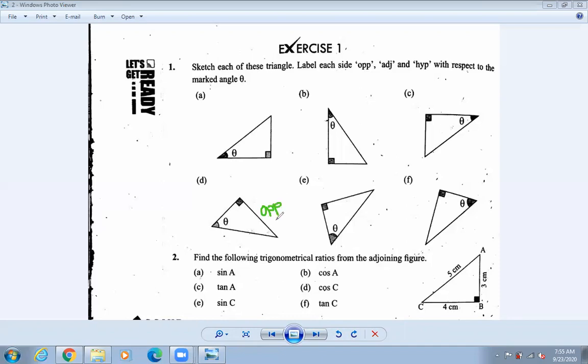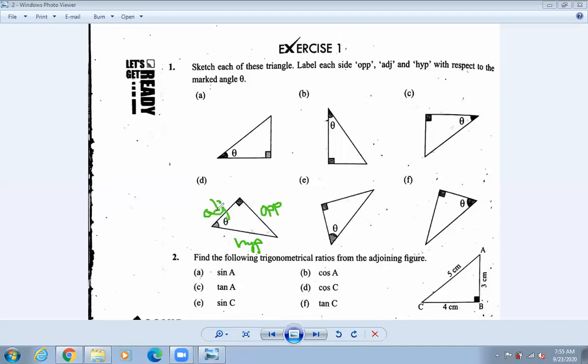Next one. This is 90 degrees. What do we call the opposite of 90 degrees? We call it hypotenuse. Opposite of 90 is called hypotenuse, that we know. So what is remaining? This one, where both the 90 degree and the reference angle are. What do we call it? It is called adjacent. Otherwise we can call it base also. ADJ.